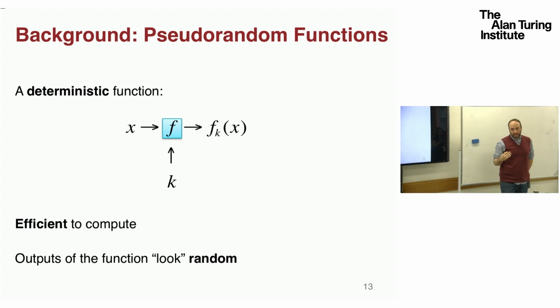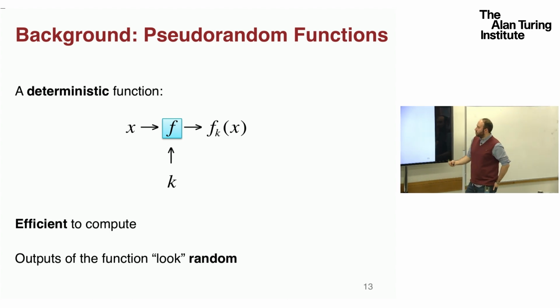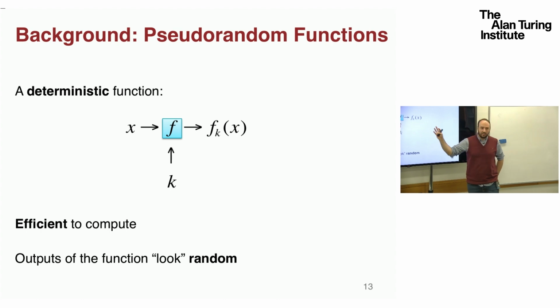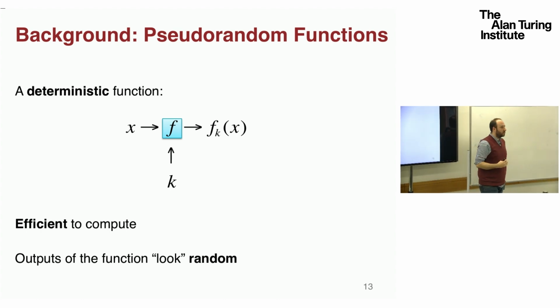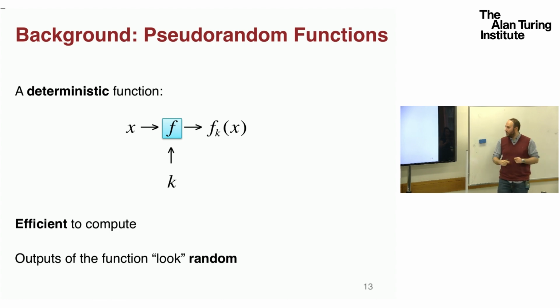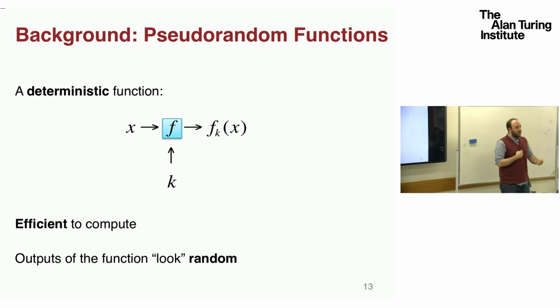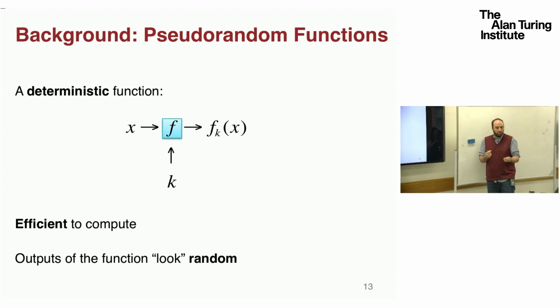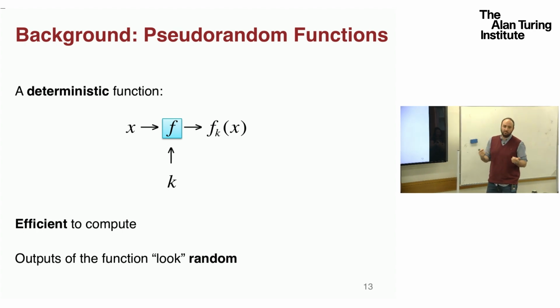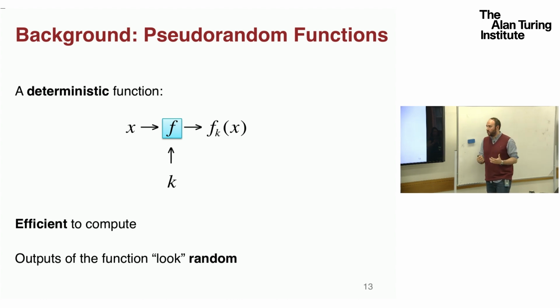That means that an adversary cannot distinguish whether this f_k(x) is truly random or not. That's usually how we define it. We have a game where an adversary is either given a truly random value that falls from the sky, or the output of a pseudorandom function, and the adversary has to guess which of the two it is, and cannot guess with probability non-negligibly higher than 1/2. So, a random guess.